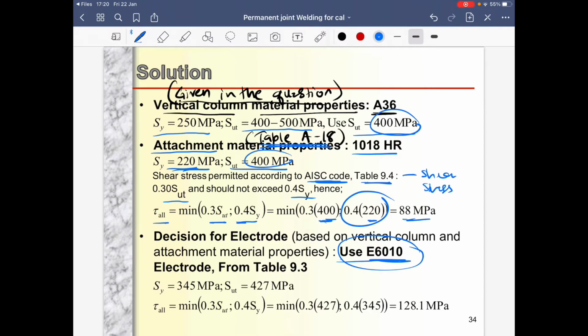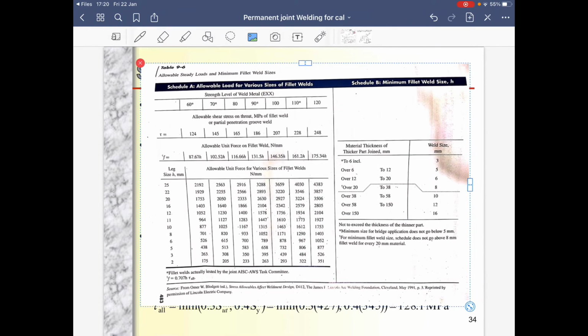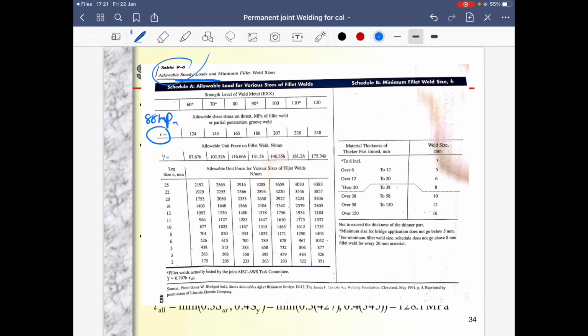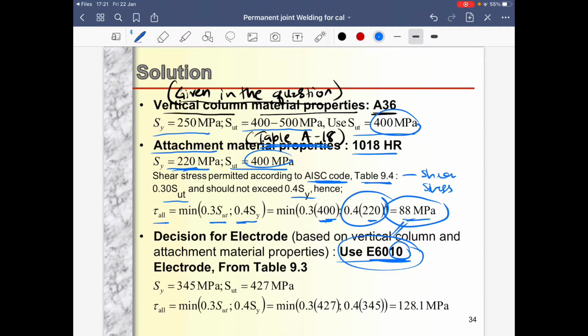Why do they use E6010? Basically it refers to the allowable shear stress, which is 88 megapascal, and then they refer to table 9.6. Whenever you refer to table 9.6, it says allowable steady loads. So remember, we have the allowable shear stress of 88 megapascal for our attachment. So 88 megapascal is lower than 124 megapascal. So the electrode code is 60. So they just use 60 as the electrode number, and they just give E6010. The 10 is usually the generic number, so you use E6010.